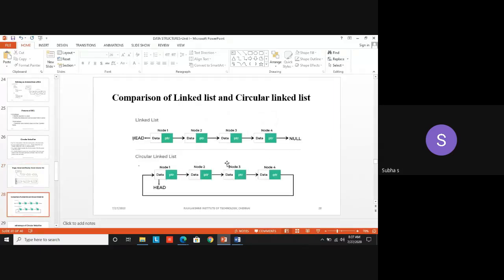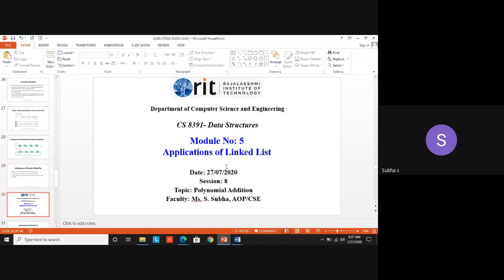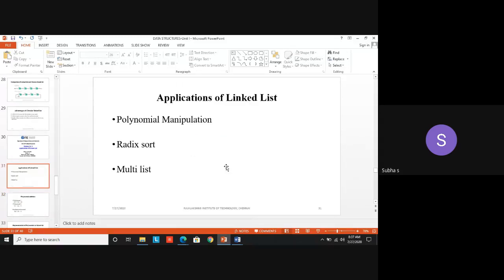Now we move on to the last part of our syllabus in the first unit, applications of list. There are mainly 3 major applications of linked list. We can use it for polynomial manipulation, for radix sort, and in multilist. We are going to see in detail about the first one, polynomial manipulation, but I will tell what the other things are.